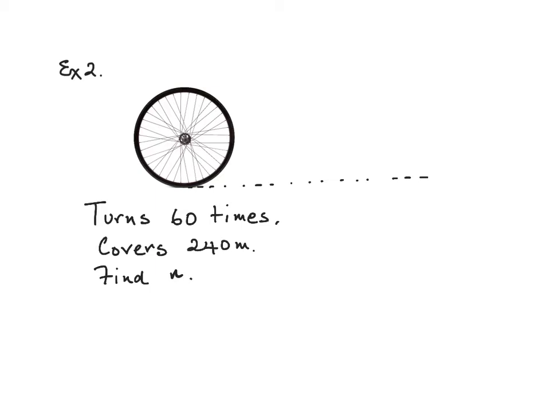Now, what we have to understand by that is that we can find out how far it covers in one turn. It's quite an easy calculation. It's the total distance covered, so that's 240 meters divided by the number of turns, so that's 60. 240 divided by 60 is 40 meters. Sorry, not 40 meters, but 4 meters.